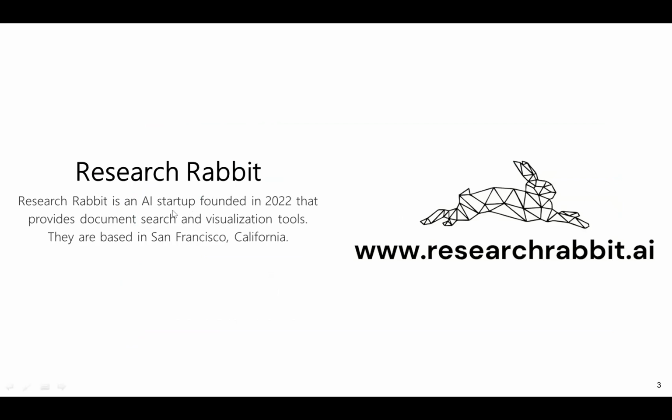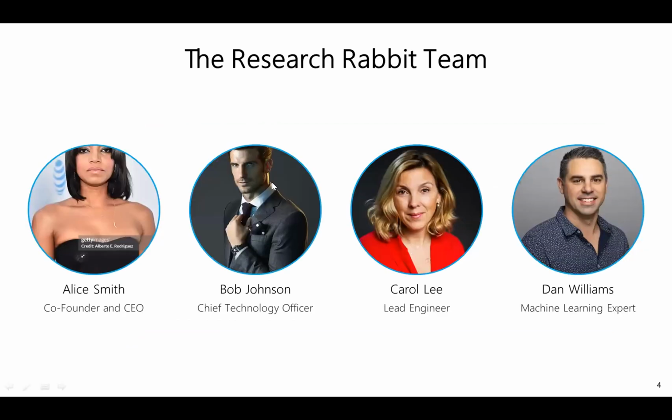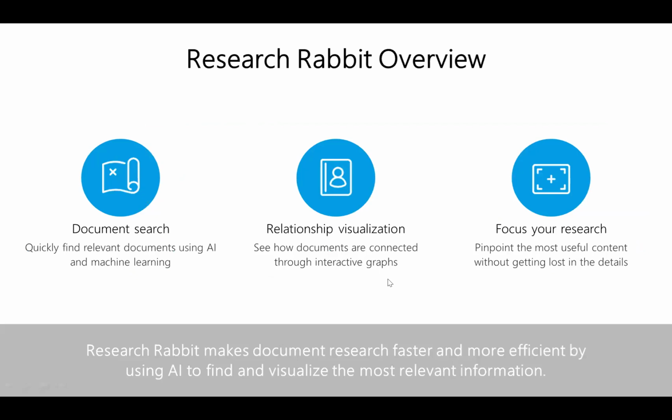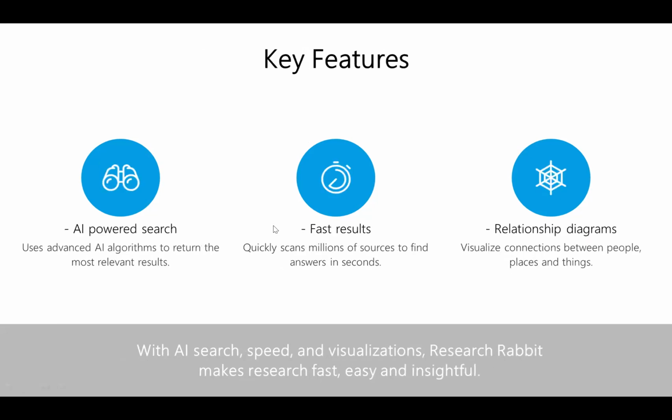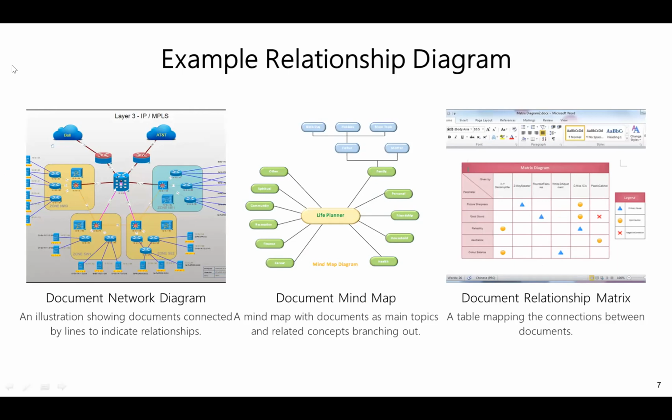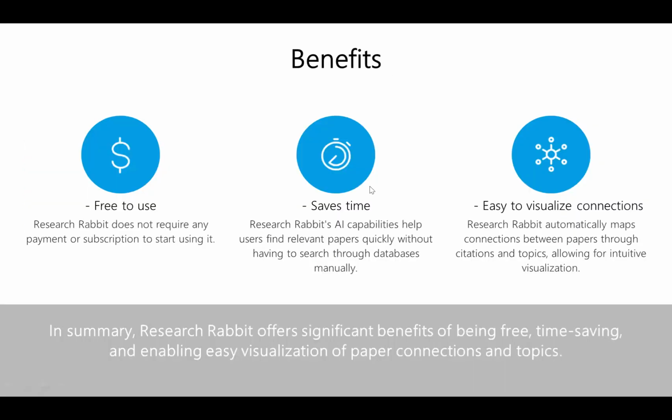Research Rabbit is an AI startup founded in 2022. The main development team members of this tool are as follows: Ali Smith, Bob Johnson, Carol Lee, and Dan Williams. Carol Lee is the lead engineer. Research Rabbit mainly has the following functions: document search, relationship visualization, and boxing your research. That can help us retrieve relevant information faster and more accurately. Then it will generate relationship diagrams automatically, like this, to help us visualize the key information. On top of that, it's free, which is attractive to me.